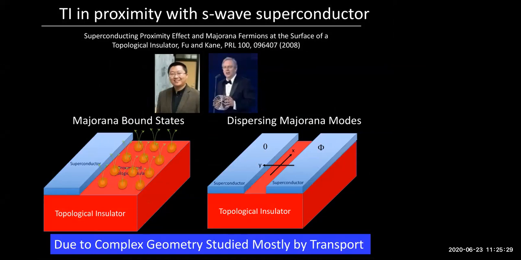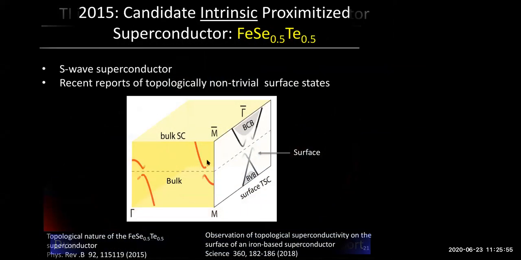Until a few years ago, most of the experiments done on these two geometries were transport experiments, because this is a very complicated geometry, and as Eduardo was pointing out, usually you cover the whole surface with a superconductor, and then for STM, it's really difficult to access this interface once you do that. But in 2015, there was the discovery of this very interesting material.